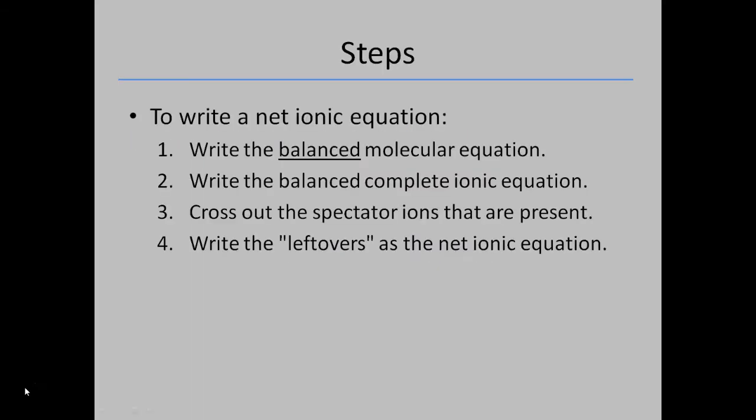So let's take a look. Actually, before we move on to an example, we have to remember our steps. We want to write our net ionic equation. To write it, first we have to have a balanced molecular chemical equation. Then we separate into our complete ionic equation, cross out our spectators, and then we write out our leftovers. So let's take a look at a few examples.